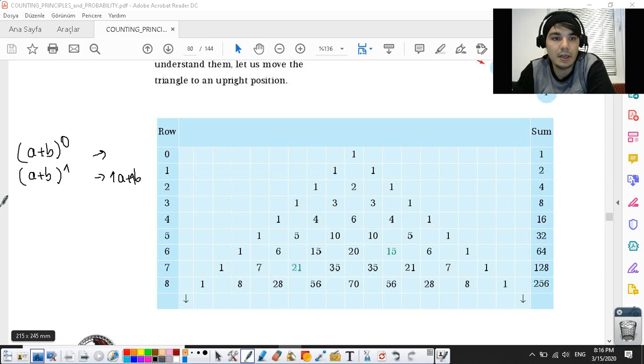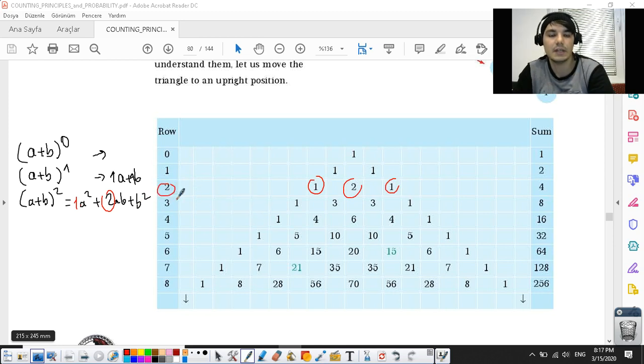You can see here. To find a plus b squared, it will be a squared plus 2ab plus b squared. I want you to look at the coefficients here. What is the coefficient of a squared? It's 1. Okay. And what is the coefficient of 2ab? It will be 2. And for the last one, b squared, which is 1, right? Okay. It's going to be the second power.